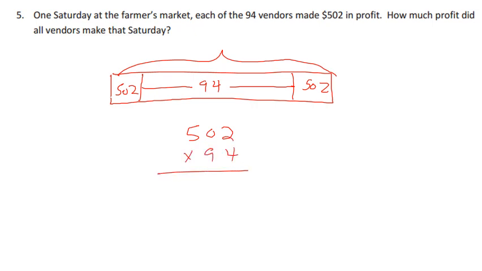4 times 2 would be 8. 4 times 0 is 0. 4 times 5 is 20. Going to our 10s, we put our placeholder. 9 times 2 would be 18, carry our 1. 9 times 0 is 0 and 1. 9 times 5 is 45.